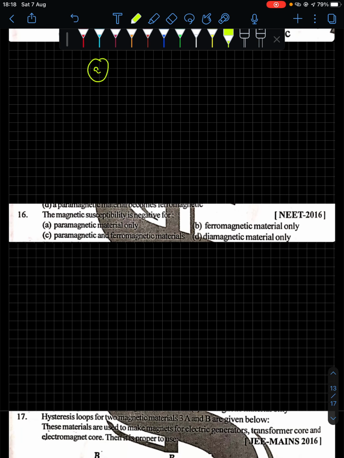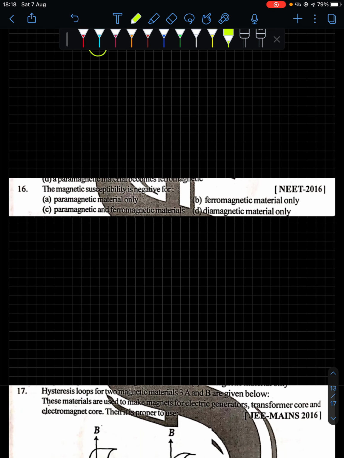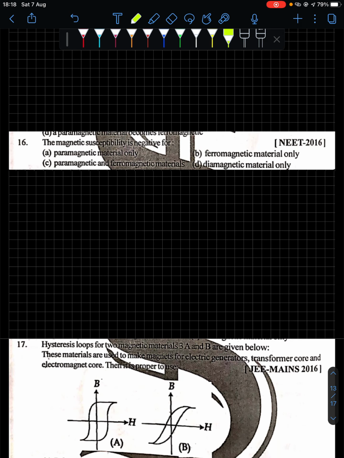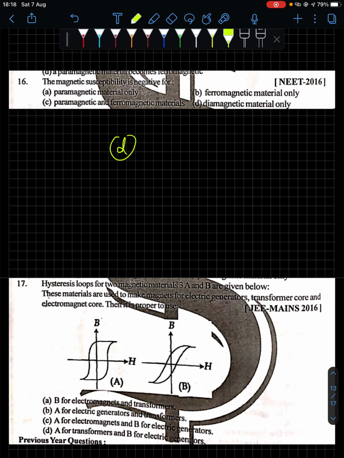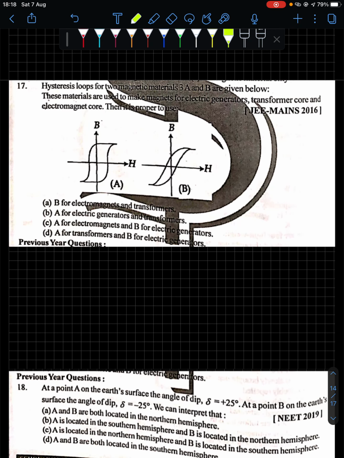Question number 14. Curie temperature is the temperature above which ferromagnetic becomes paramagnetic. Yes, so that is option number A, covered in theory. These statements were covered in theory. Number 16. Magnetic susceptibility is negative for diamagnetic substance, option number D, straight. It is positive for paramagnetic and highly positive for ferromagnetic.